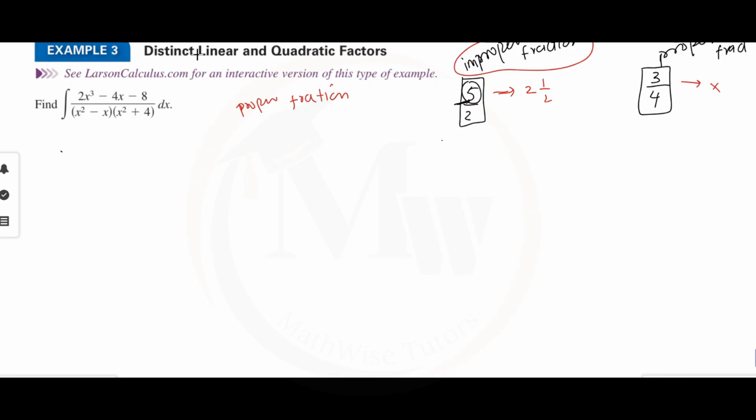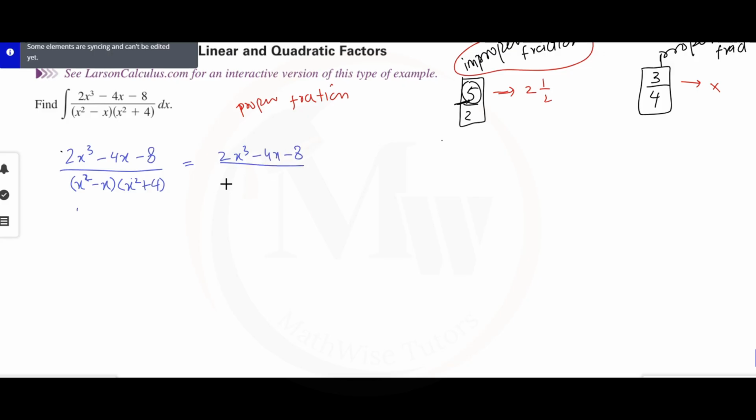Let's make the partial fractions of this by factoring the denominator: 2x cube minus 4x minus 8 divided by x square minus x and x square plus 4. So first of all, you will notice, can we break it again, like x square minus x? We can take x common from the first term. So it will become 2x cube minus 4x minus 8 divided by x, if we take x common, it will leave x minus 1 and x square plus 4.